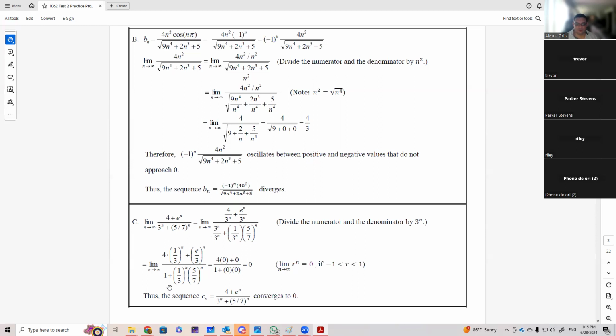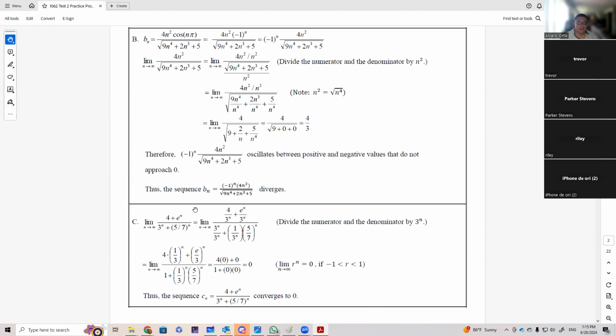All these ratios, these rational numbers, are less than 1. And when they're less than 1, all those numbers go to 0. And that's going to happen in all these scenarios here. On the top, if I divide by 3 to the n, I get 4 times (1/3)^n plus e/3 to the n. Notice that this e is less than 3, because e is like 2 point something. So all these numbers go to 0, and at the end of the day, this is 0. And the sequence is going to be convergent to 0.